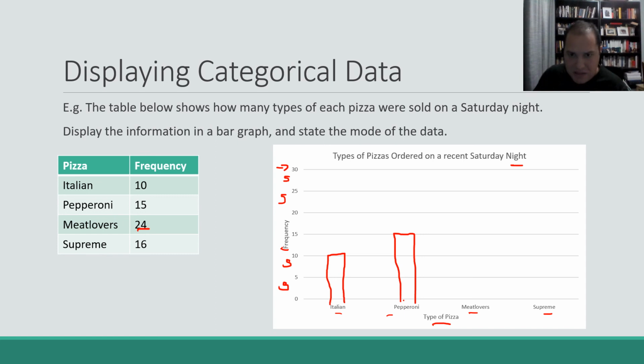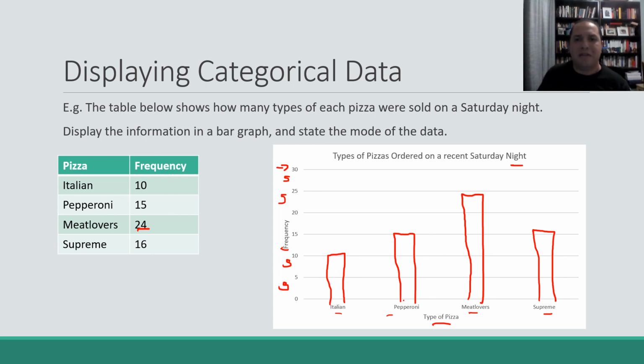For meat lovers, this time we're going up to 24. So here's 25 up here. And we'll be a fraction below that. So there's for meat lovers, and then 16. It's a fraction above 15. So maybe there. And there's how we draw our bar graph.